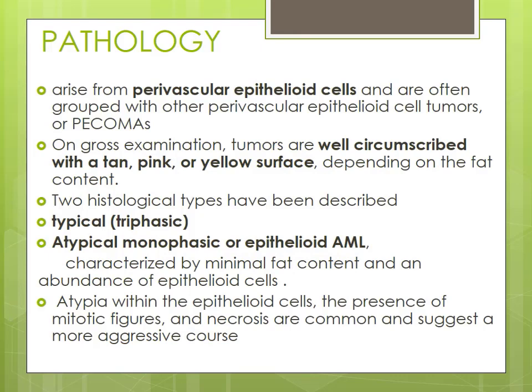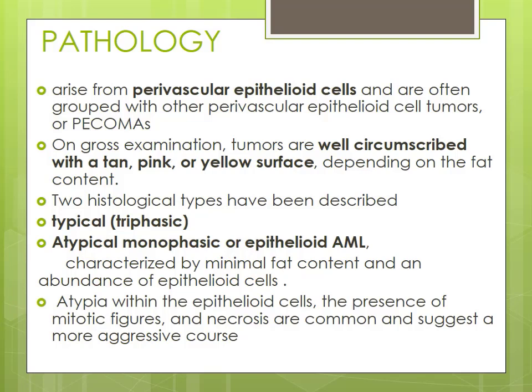Pathology. Angiomyolipoma arises from the perivascular epithelioid cell, and they are characterized as PEComa, perivascular epithelioid cell tumor. On gross examination, they are well circumscribed with a tan, pink, or yellow surface depending on the fat content. There are 2 histological types, the typical or the triphasic, and the atypical or the monophasic or the epithelioid AML. This epithelioid AML is very important.